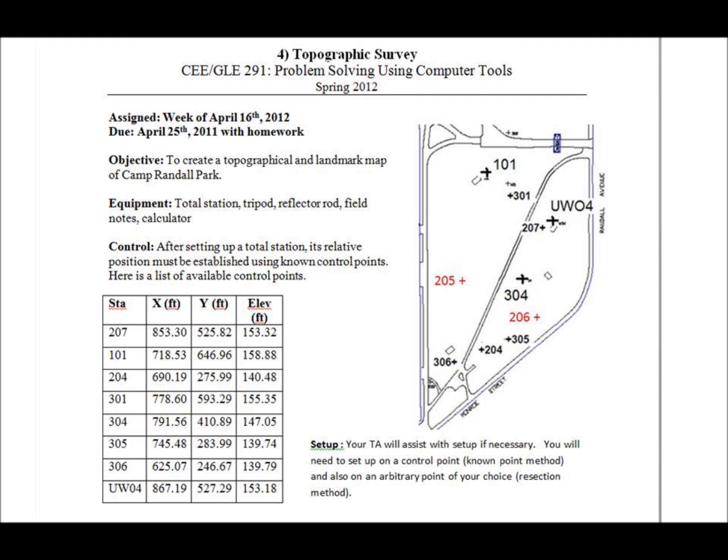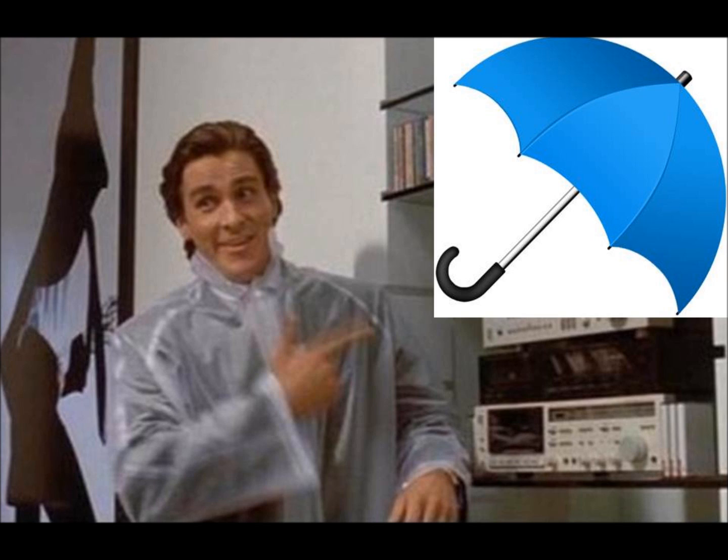Just a few final items. Please make sure to print out the lab handout as it contains more detailed instructions for setting up the total station. You'll be lost without it. Also, we'll be going out even if it rains, so don't forget to bring a raincoat and umbrella.